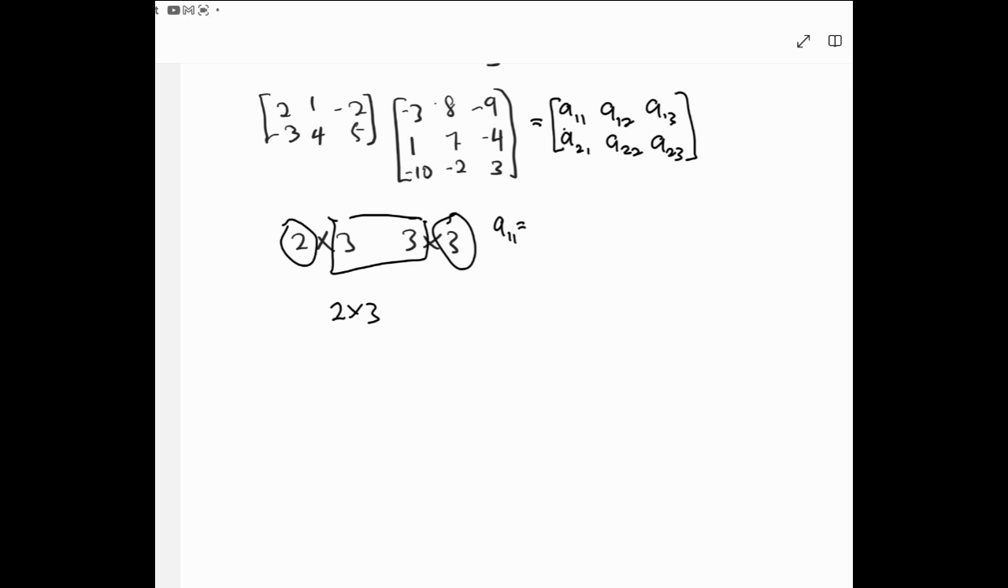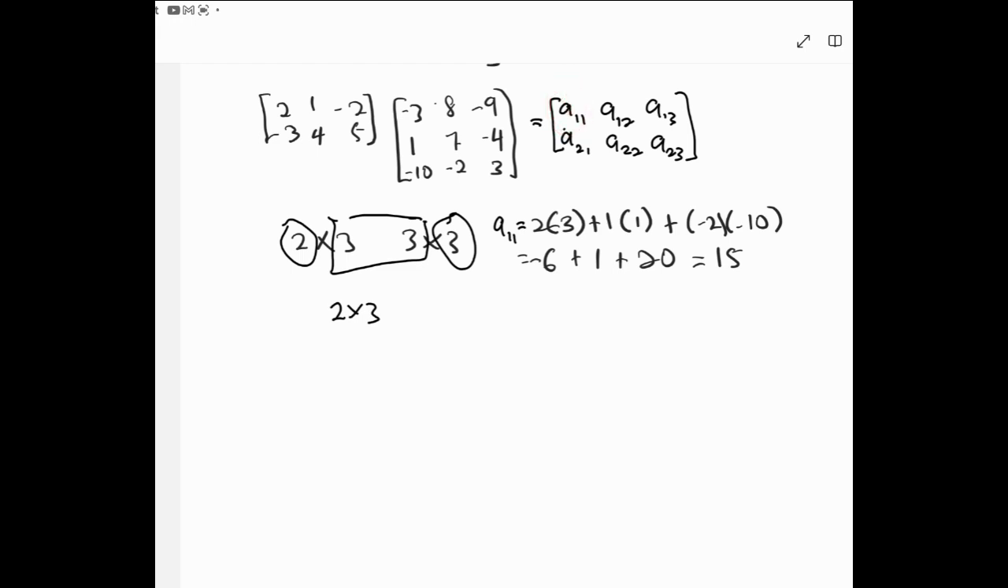So without further ado, let's do the first one. Okay, so basically for the first one, it is 2 times 3 plus 1 times 1 plus negative 2 times negative 10, which will give us 6 plus negative 6 plus 1 plus 20, so which will give us 15. So that is for A11.